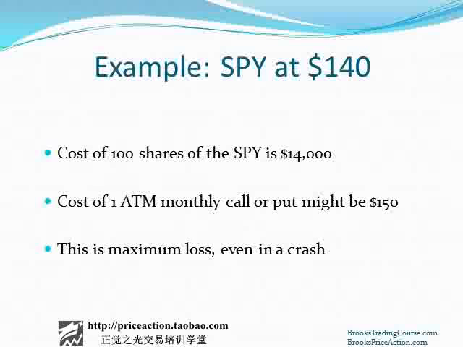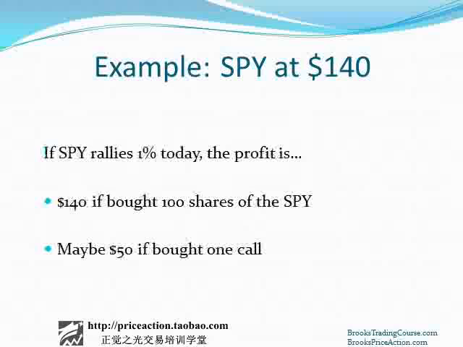Let's take an example of the Spider at $140. The cost of 100 shares is $14,000. If you bought a 1 month out monthly call, at the money call or put, you might pay $150. In other words, $1.50, and that's your maximum loss on the call, even if the market crashed. On the other hand, if the Spider rallied 1% today, the profit would be $140 if you bought 100 shares of the Spider, and it might be $50 if you bought one call.